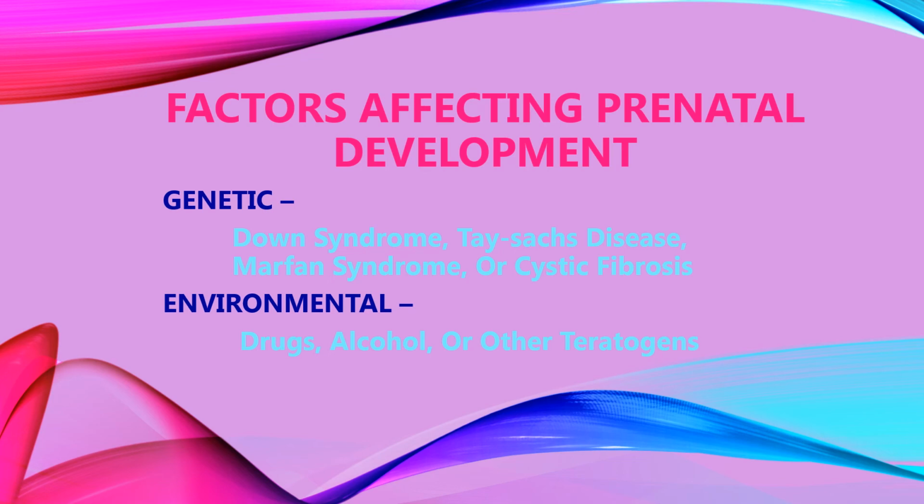Then come environmental factors. A teratogen. Teratogens are harmful substances the mother ingests, and they can harm the baby. Any harmful substance the mother uses goes through her blood, the placenta, the umbilical cord, and to the baby. It can be drugs, alcohol, or any other teratogens or harmful substance. So these things can affect the baby during the prenatal stage.